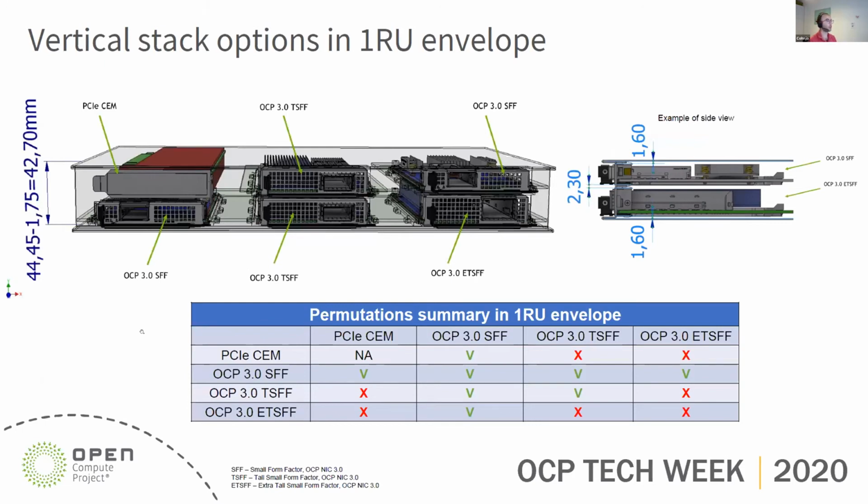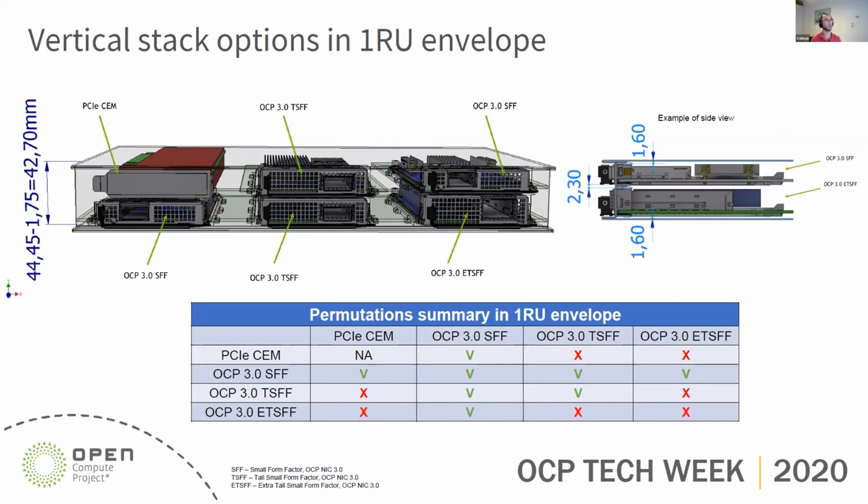So now I would like to show how these form factors fit in a 1U rack. We have here a picture of the 1U with a combination of PCIe chem card, OCP3 TSFF, OCP3 SFF and OCP3 ETSFF. So we can see that the PCIe chem card can fit only with an OCP3 SFF. TSFF and ETSFF will not fit with the chem card in a 1U rack. TSFF can fit with either TSFF OCP3 or with the SFF OCP3. And when we look at the ETSFF, in a 1U rack, ETSFF can fit only with an OCP3 SFF form factor.